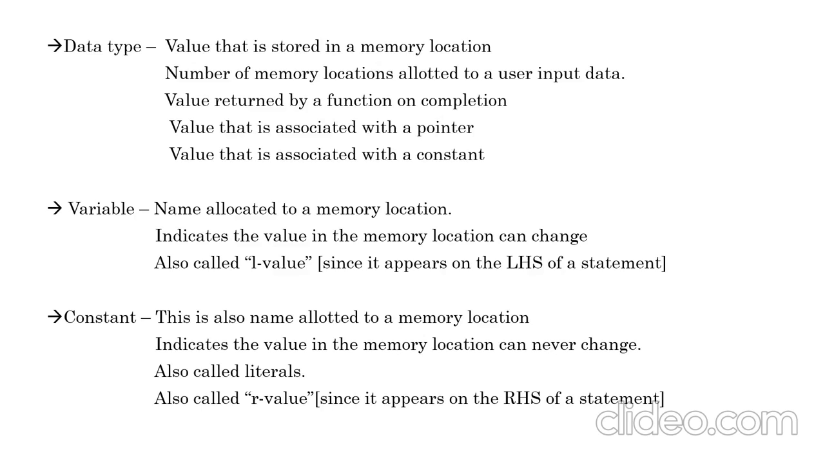A and B are two variables. B is one memory location. A is holding B. Suppose I am making any changes through A over here, that corresponding change will get reflected in the value present in B. So that is the meaning of a pointer.